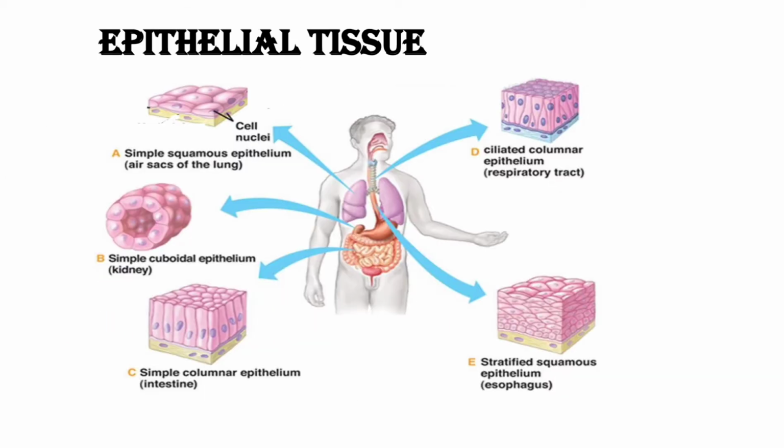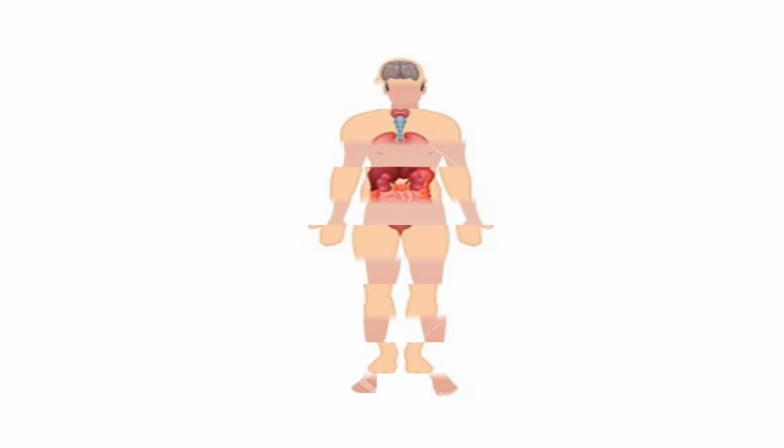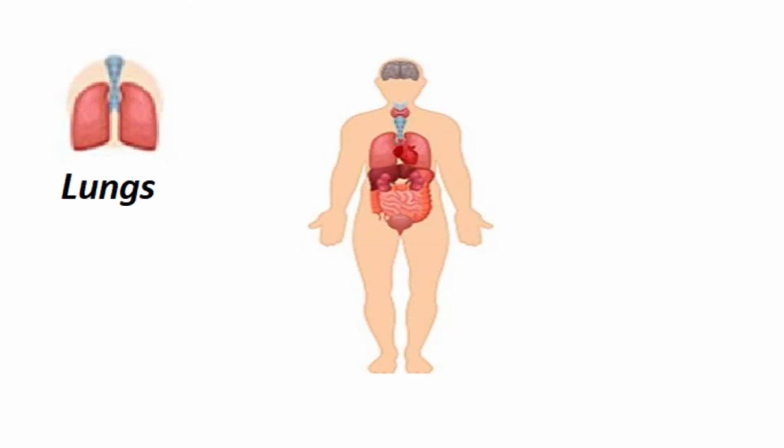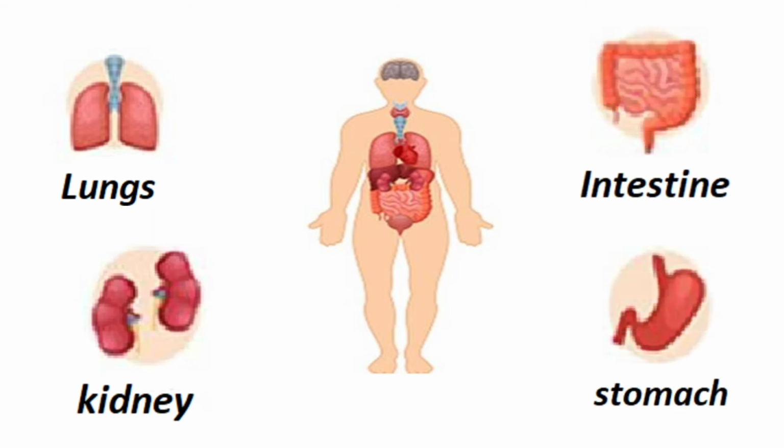Epithelial tissue is present everywhere, outside as well as inside the body. We know that epithelium covers the body surface. So if we observe a human body, what do we see? Yes, we see the epithelial tissue. The internal body organs, for example, your lungs, kidney, intestine, and stomach, all are covered by epithelium. And yes, the lining of the cavity is also covered by the epithelium.